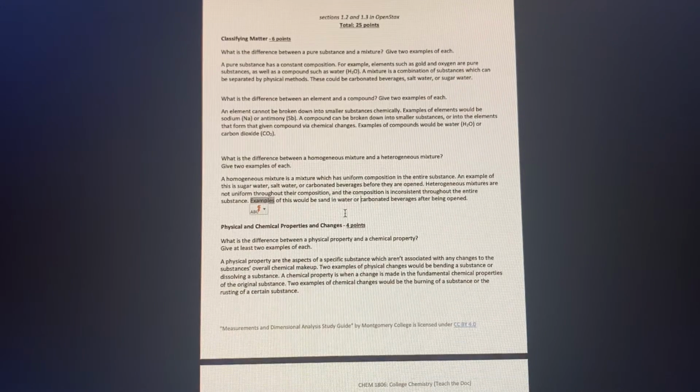Now, what is the difference between a homogeneous mixture and a heterogeneous mixture? Give 2 examples of each. Now, a homogeneous mixture is a mixture which has a uniform composition in the entire substance. An example of this would be sugar water, salt water, or carbonated beverages before they're opened. And then heterogeneous mixtures are not uniform throughout their composition, and the composition is inconsistent throughout the entire substance. Examples of this would be sand and water or carbonated beverages after being opened.